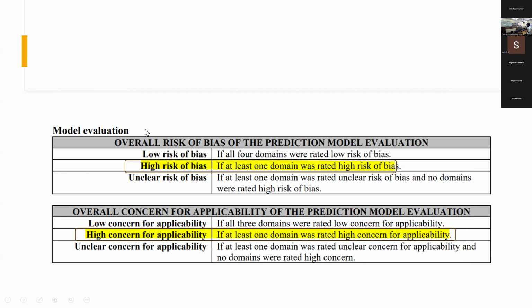So for this model evaluation, for the overall risk of bias and the overall concern for applicability, which is the final step in the PROBAST AI checklist, because two of them had a high risk of bias and there was high concern for applicability for one of these domains, for the overall outcome for the model evaluation, I've given a high risk of bias and high concern for applicability.